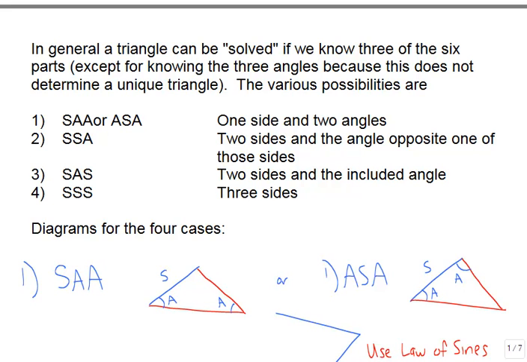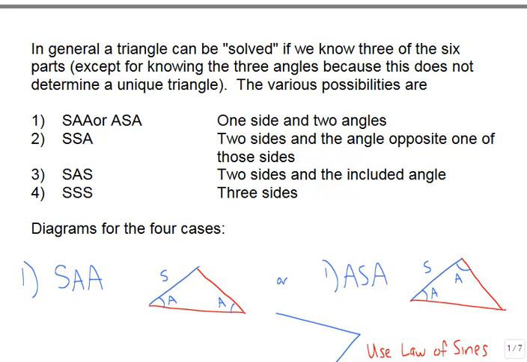So in general, a triangle can be considered solved if we know 3 of the 6 parts, except for the case of knowing all 3 angles, because this does not define a unique triangle. So here are various possibilities that you might see.